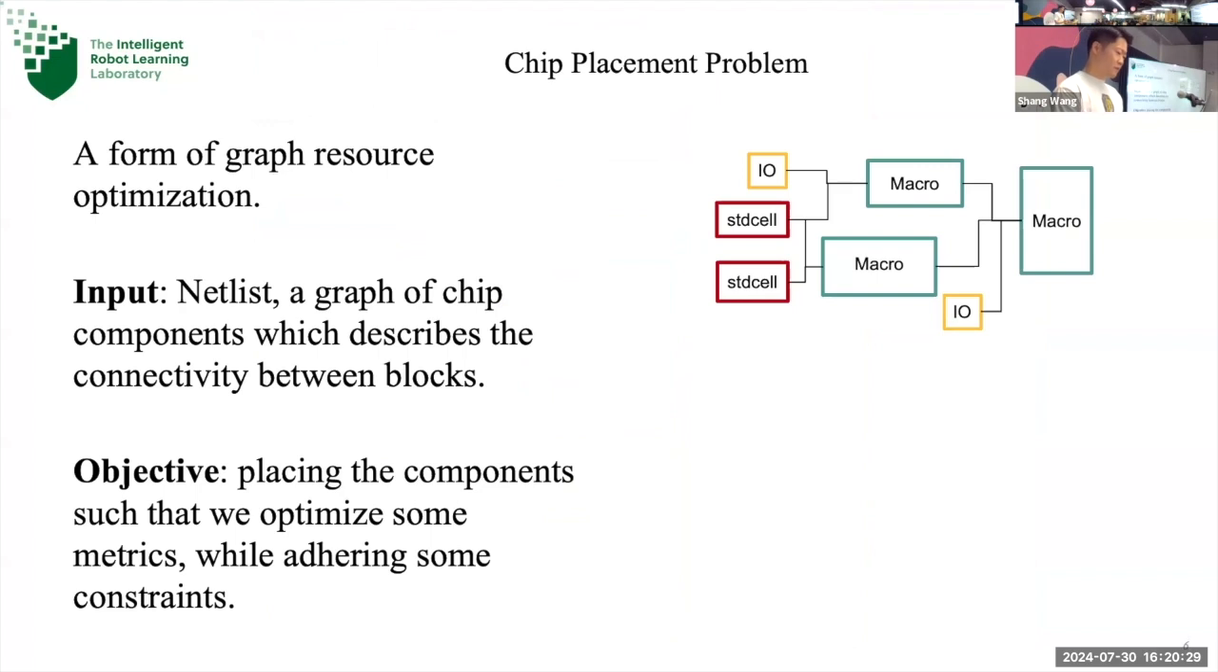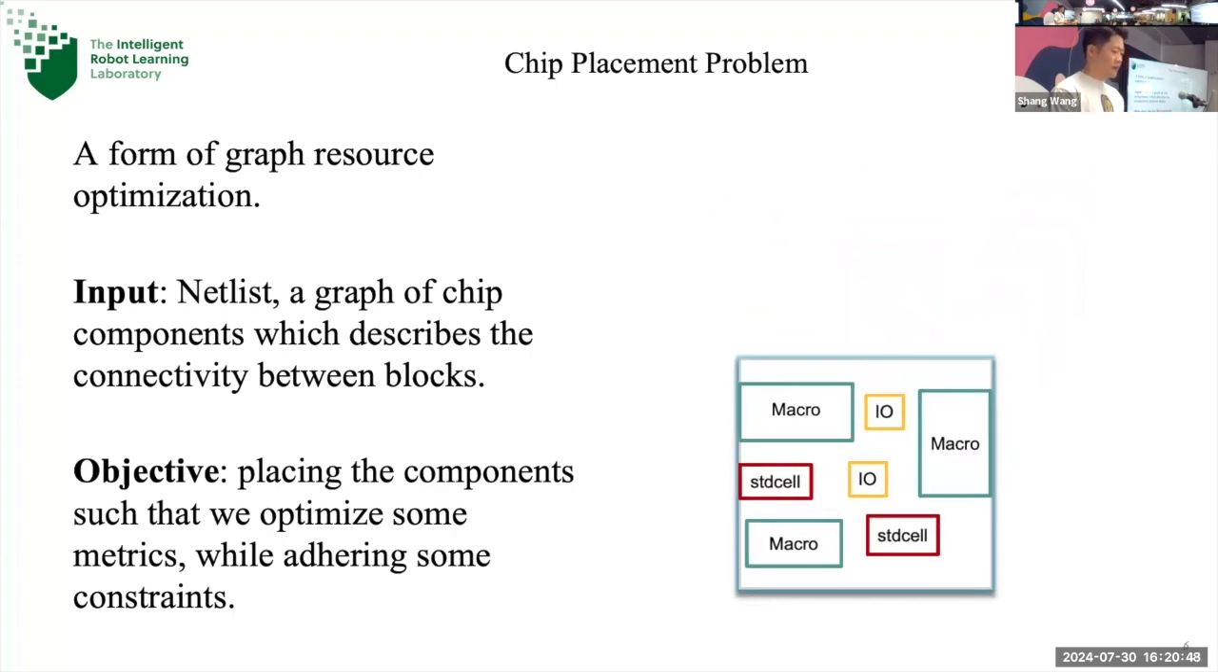So what is the chip placement problem? At a high level, it's a form of graph resource optimization. We take as input a graph of chip components, like memory components, macros, and logic gates like AND, OR, NAND, NOR, all of which are connected by wires. The objective is to place this graph onto a 2D chip canvas such that we minimize various costs like wire length, latency, and power consumption. Those metrics may conflict with each other, so it's a multi-objective optimization problem while adhering to constraints like routing congestion and cell utilization.